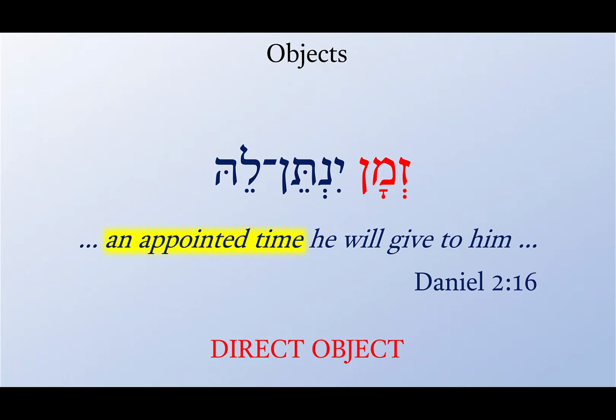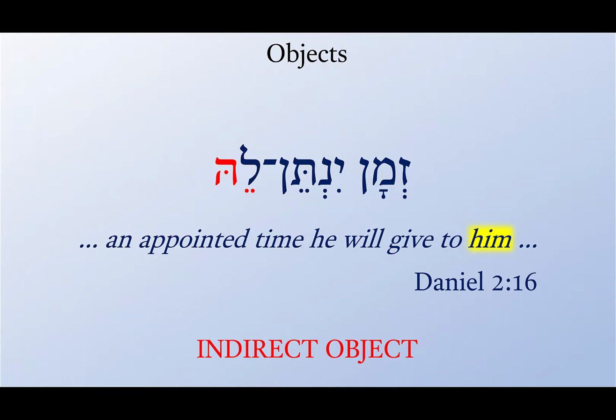Appointed time. This is the direct object of the verb. It doesn't have to come before the verb. It's not mandated by word order rules or anything like that, but we can see from context that that is the direct object. And then to him. He is the one who receives the benefit of the appointed time. I guess there's an appointment that has been made, and somebody is going to receive that appointment. That's the idea of to him in Daniel 2:16.